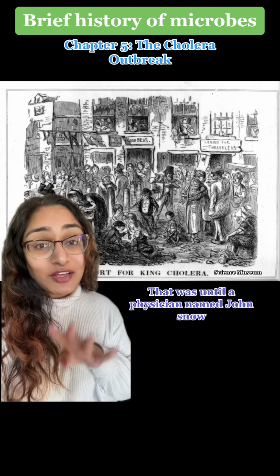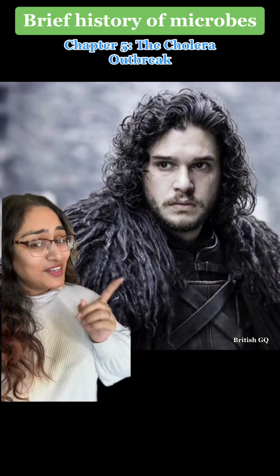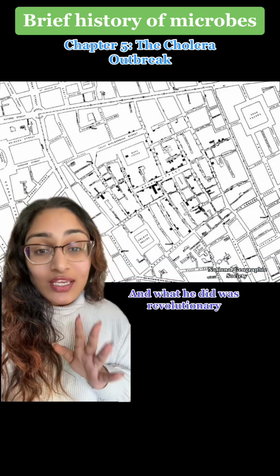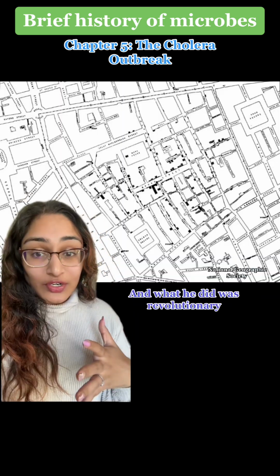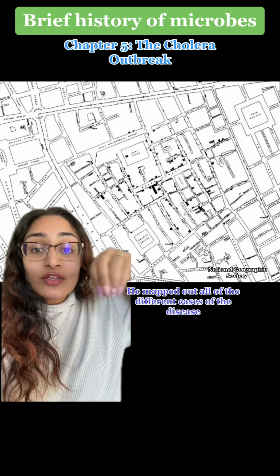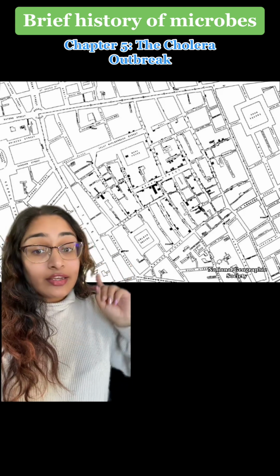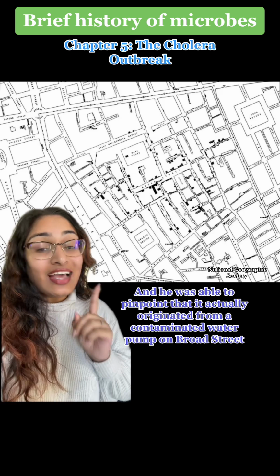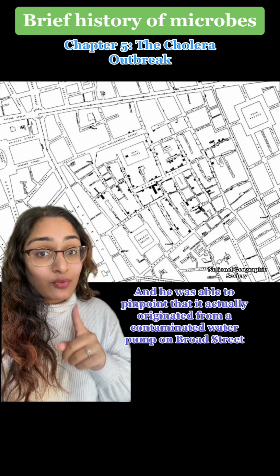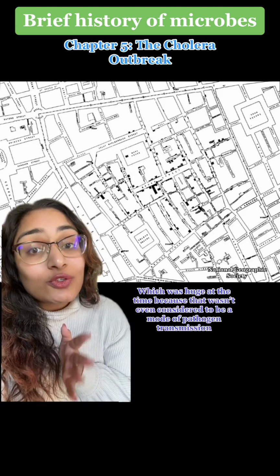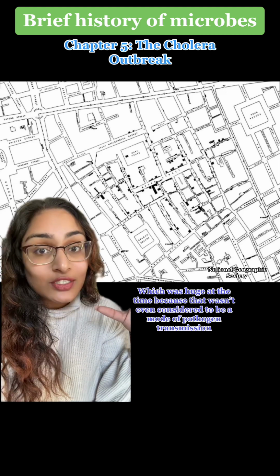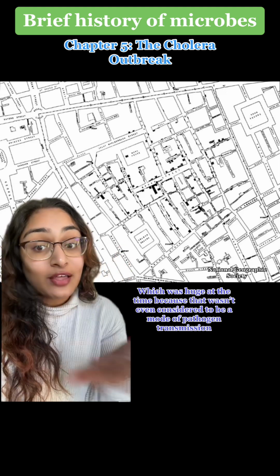That was until a physician named John Snow, not this guy, this guy. And what he did, again, was revolutionary. He mapped out all of the different cases of the disease, and he was able to pinpoint that it actually originated from a contaminated water pump on Broad Street, which was huge at the time because that wasn't even considered to be a mode of pathogen transmission.